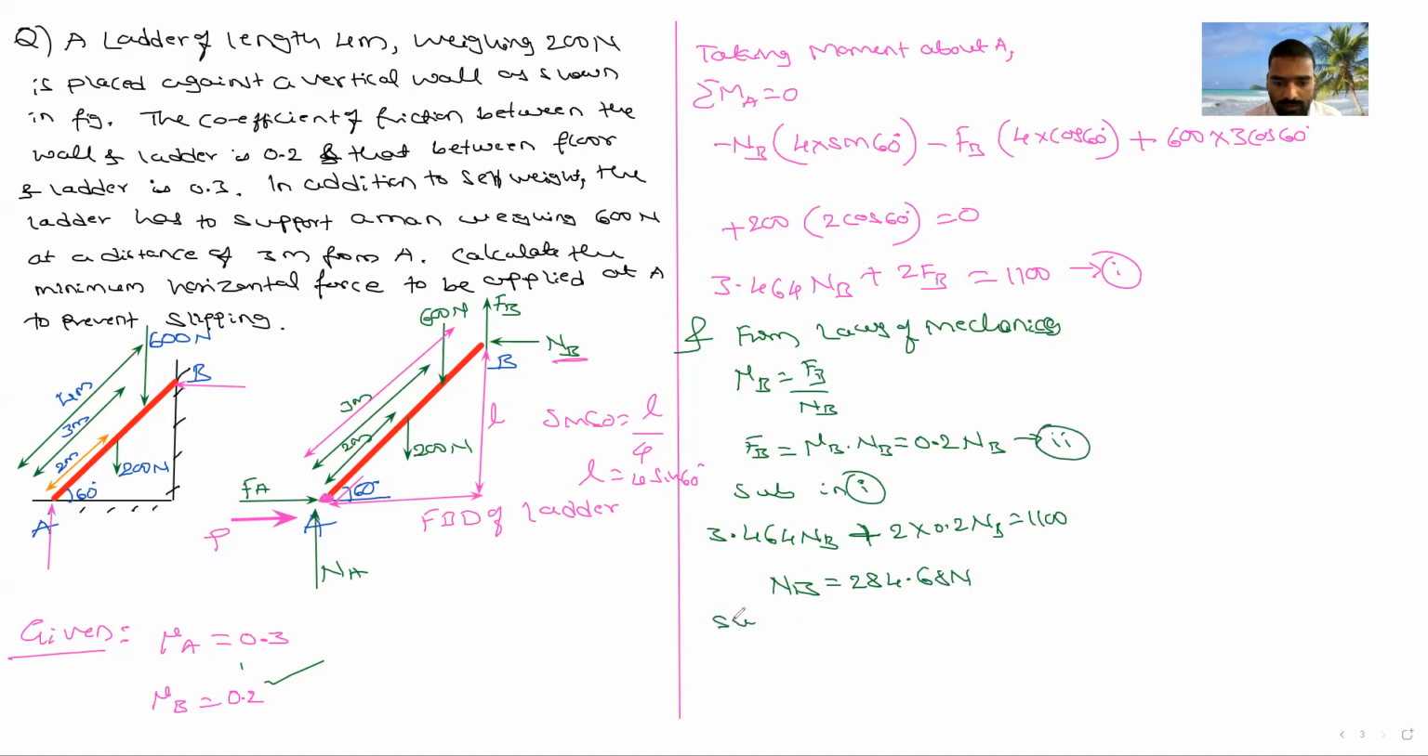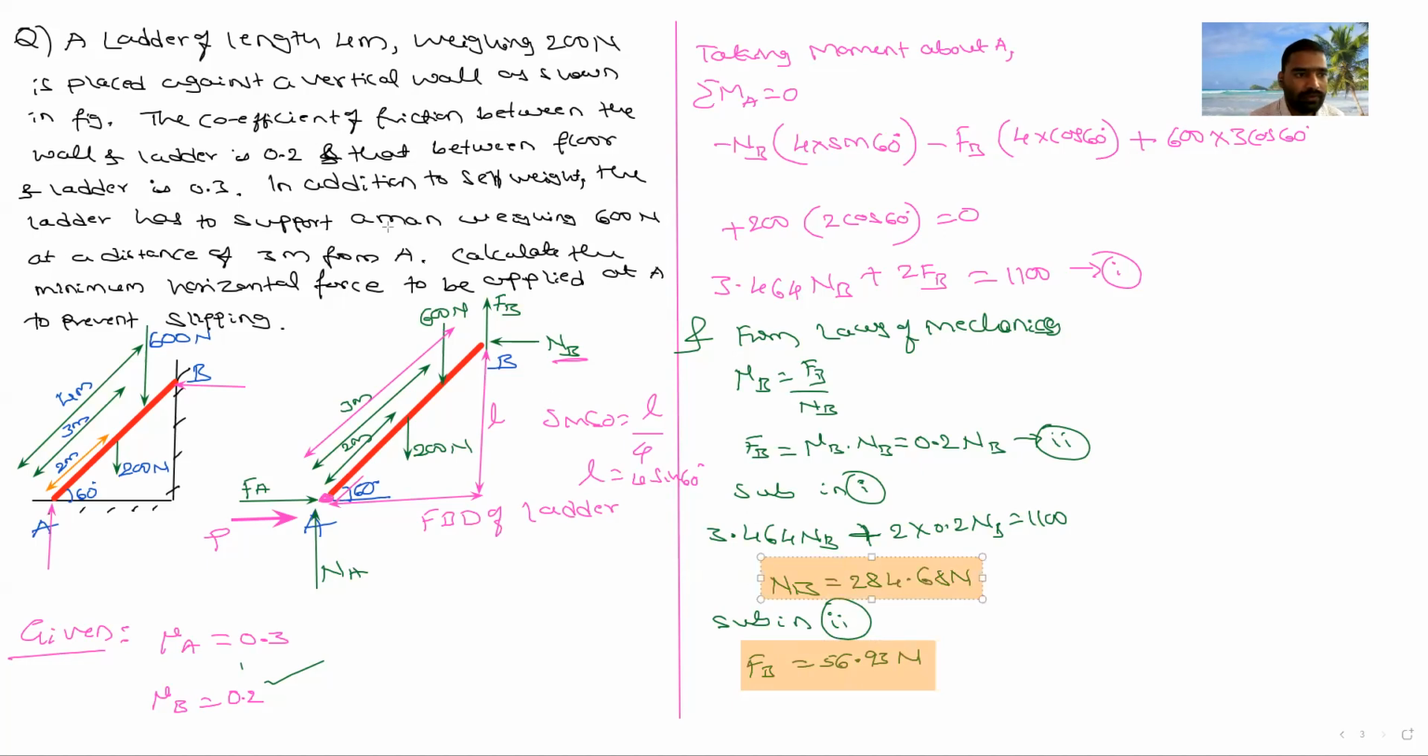So substitute in equation number 2. When you substitute equation number 2, I will get the value of FB is equal to, can you calculate, 0.2 times this 284, that will be 56.93 Newton. So everybody, is it understood? All of you are getting the same answers? Yes, sir. Okay, so this is 1 and I got the value of NB and FB.